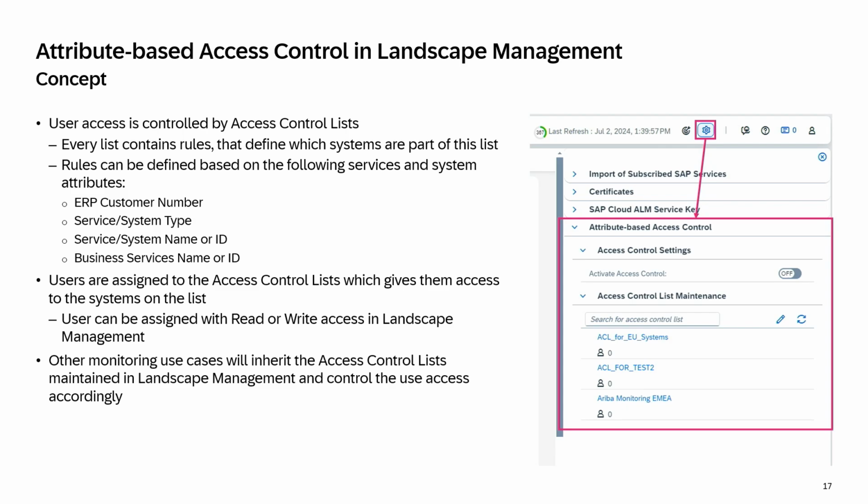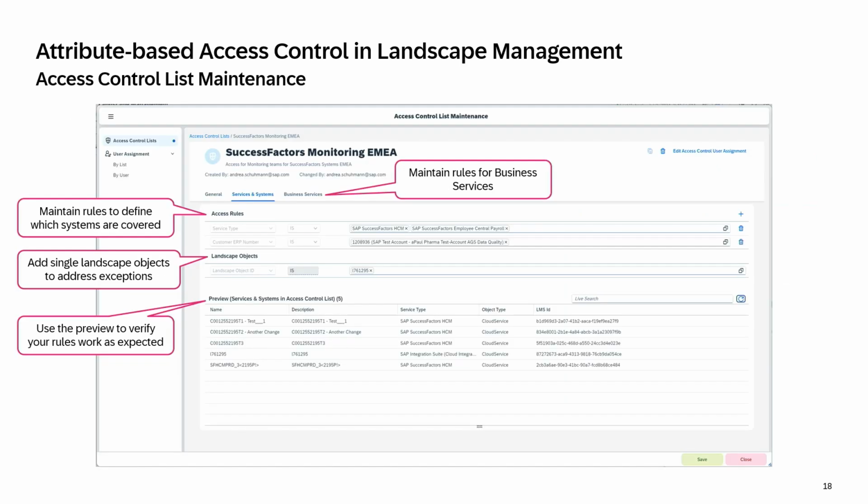But the plan is obviously that all other use cases that also deal with landscape objects will eventually inherit access control. We will even have use case specific access control lists so that you have additional possibilities to restrict in other use cases other than only the systems. For example, in business process monitoring, you already have additional possibilities to restrict. So this is what it looks like.